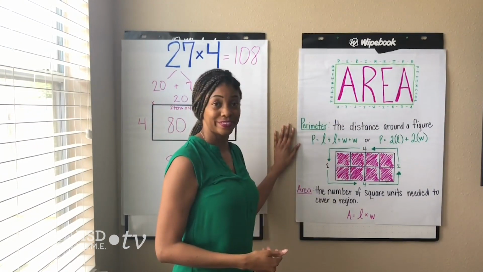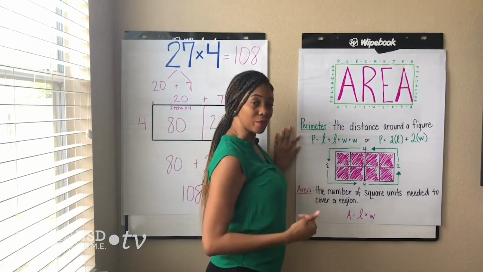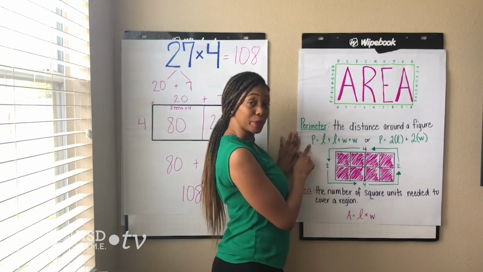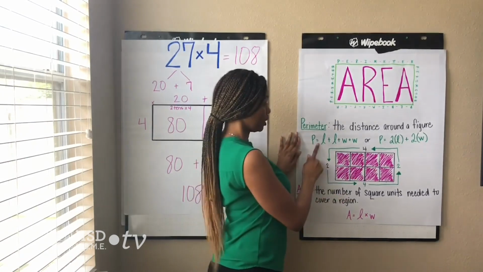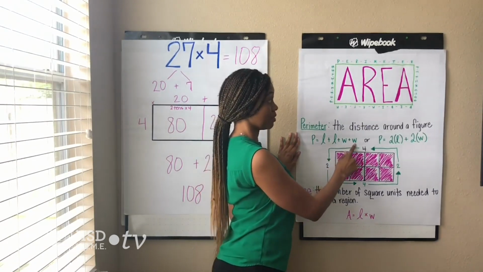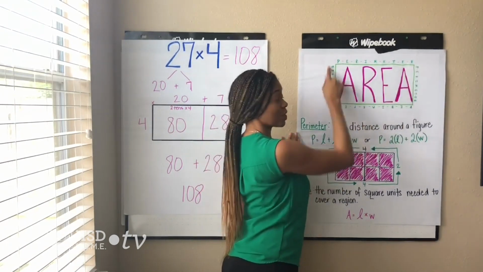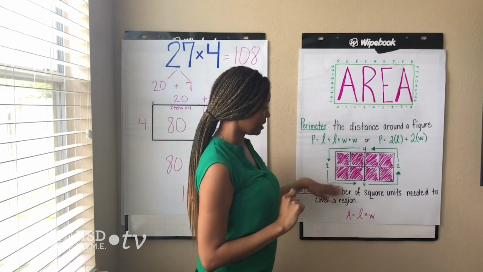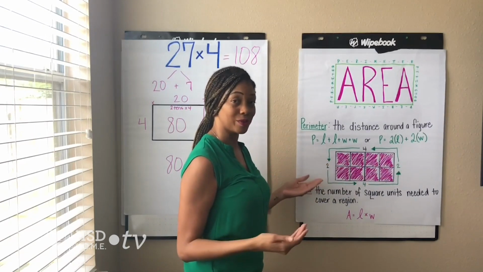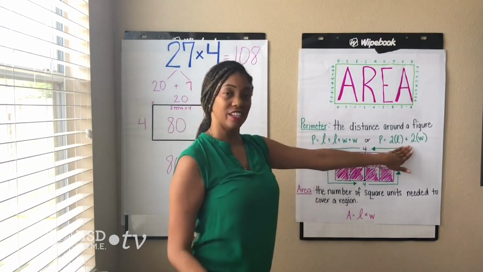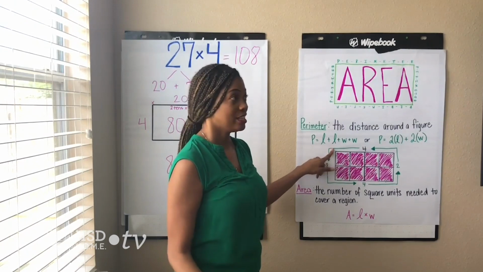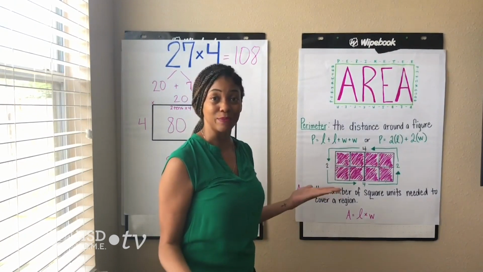And so when I look at the formula on my mathematics reference chart, it's going to give me that the P, which stands for perimeter, equals the length plus the width plus the length plus the width. That's the distance around the figure. We have the length, we have the width, and so that's how we get that formula. But when I look at it here, I notice I have two lengths. So repeated addition is the same as multiplication.